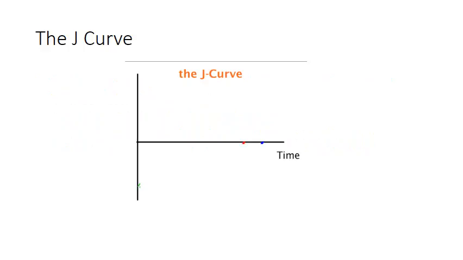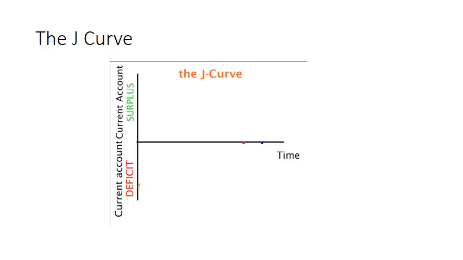We can illustrate this as a J-curve. We're interested in how the current account changes over time. So when we're above this zero line, we're talking about a current account surplus, and when we're below the zero line, we're talking about a current account deficit. Now, what happens in the short term?